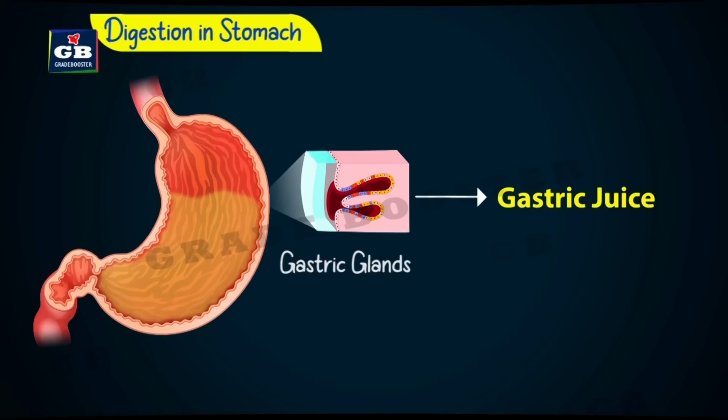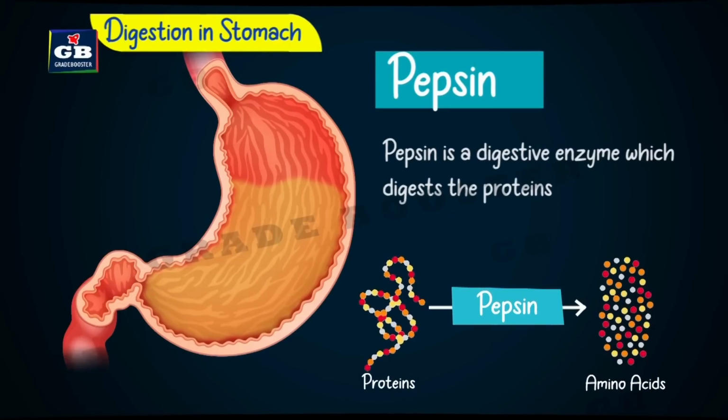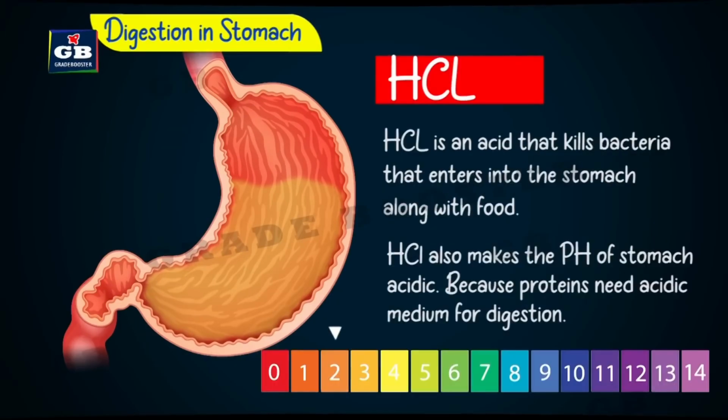Let us see the different components of this gastric juice. Gastric juice has pepsin, hydrochloric acid, and mucus in it. Pepsin is a protein digesting enzyme. The medium of the stomach should be acidic for the proper action of the pepsin. So, the medium of the stomach is made acidic by hydrochloric acid.